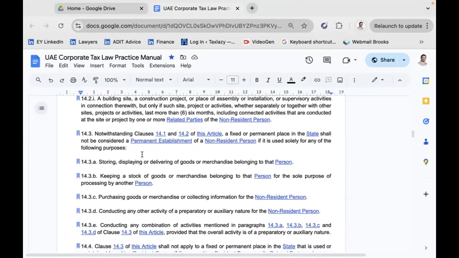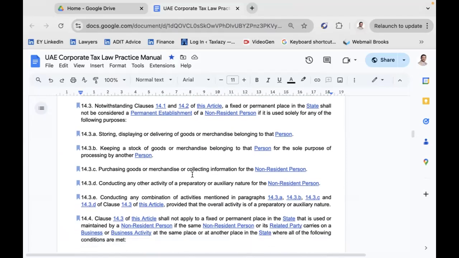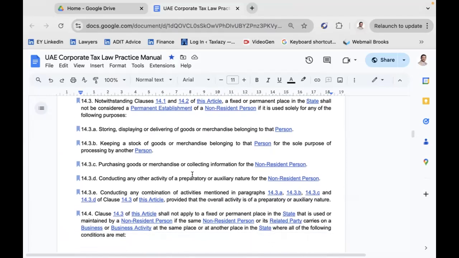But then again, when you read this article in the decree law, you'll need to be patient. First, they gave the examples. Then in the very next clause, clause 3, they say something which confuses initially, but then it clarifies. Notwithstanding whatever has been said above, a fixed or permanent place shall not be considered a permanent establishment of a non-resident person if it is used solely for any of the purposes. So in clause 3, these are exceptions to the permanent establishment. They may look like permanent establishment at the outset, but actually they are not.